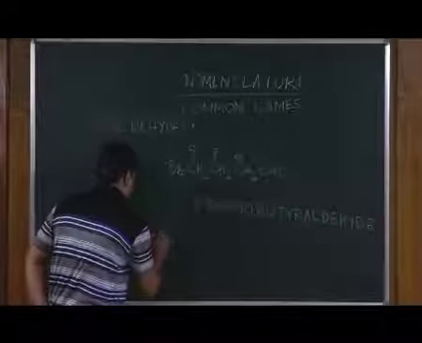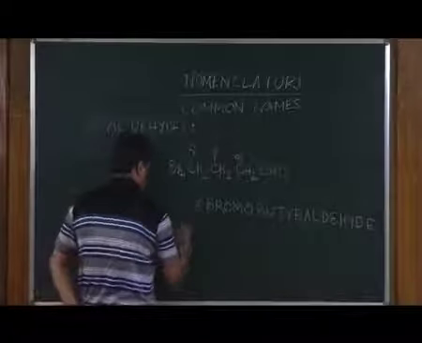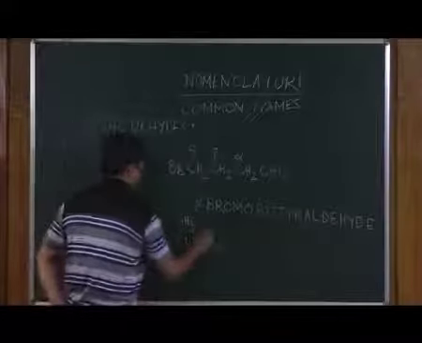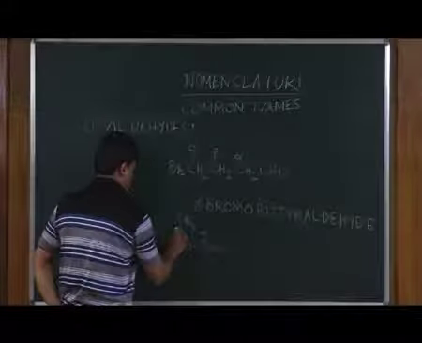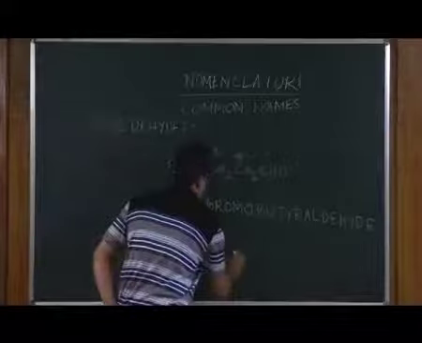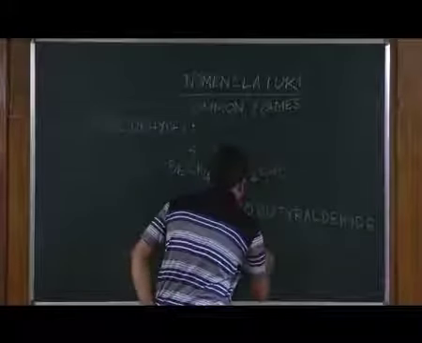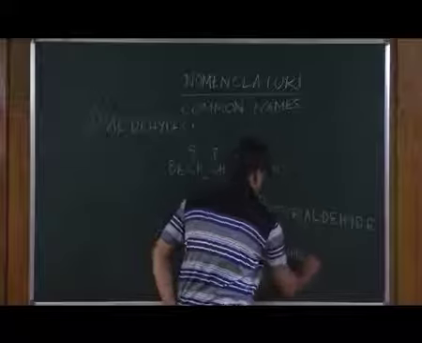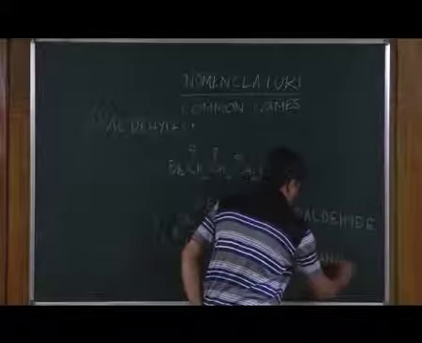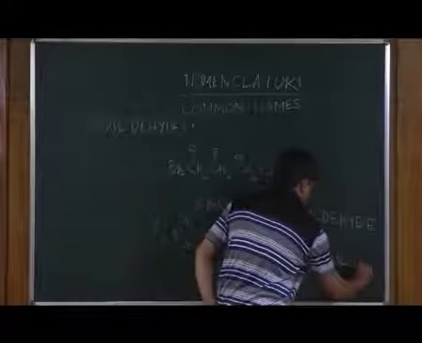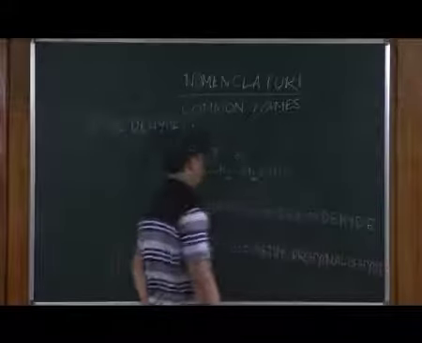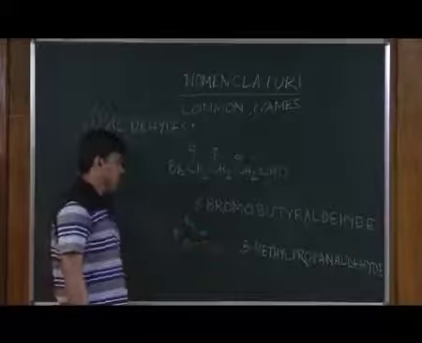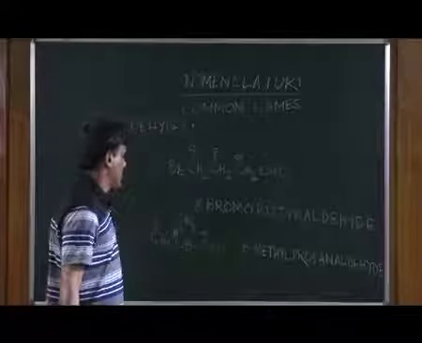Similarly, this will be beta methylpropionaldehyde. Because the methyl group is in the beta position, you have to first write the substituent like beta methyl and then the parent chain propionaldehyde.